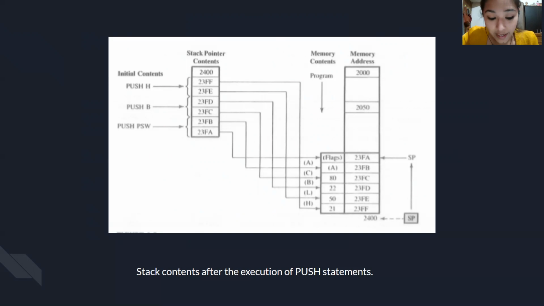Remember, the first data pushed is the most significant byte. In the HL pair, it will be H. In the BC pair, the first data to be pushed is B. In push PSW, the first data to be pushed is the accumulator's data. Then subsequently L, C, and the flag register. Sequentially, H data is pushed, then L data, then the data of B and C, then the data of the accumulator and the flag register.